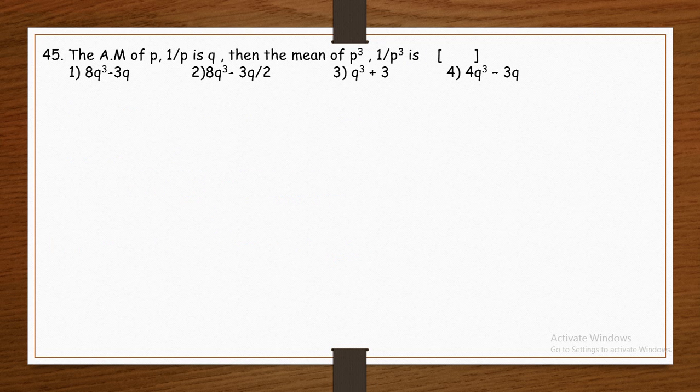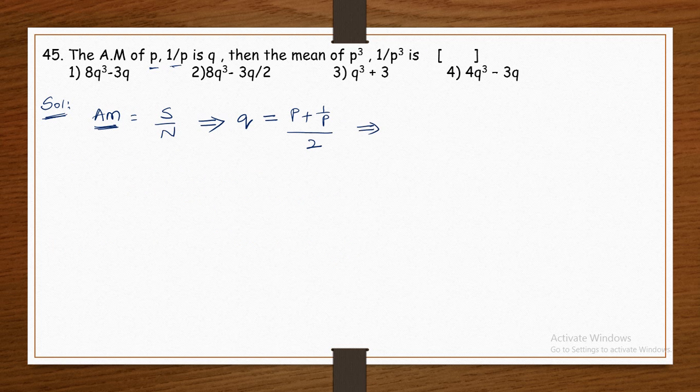Next, moving on to question number 45. These model type of questions will also be asked, right? What he has given is the arithmetic mean of p comma 1 by p is q. From this what can I say? AM is equal to sum of observations by number of observations. When I substitute the values, the arithmetic mean is given as q. So q is equal to the sum of observations. What are the observations? p and 1 by p. So p plus 1 by p divided by the number of observations, which is 2.